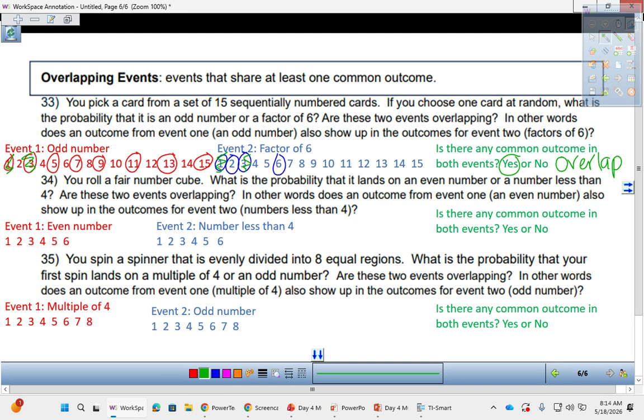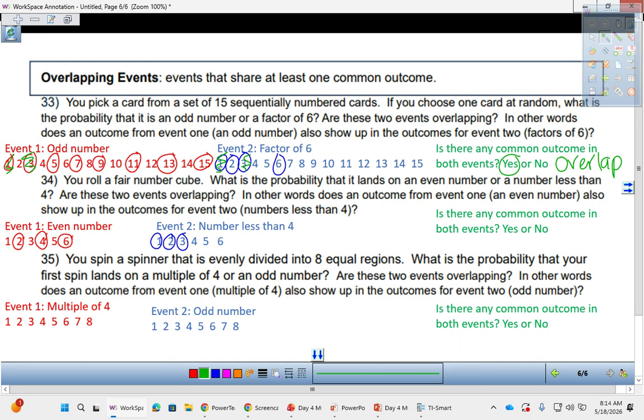All right, let's look at the second one. It says, you roll a fair number cube. What is the probability that it lands on an even number or a number less than 4? So if you list out the events, Event 1 would be even numbers: 2, 4, and 6. Event 2 would be numbers less than 4: 1, 2, and 3.